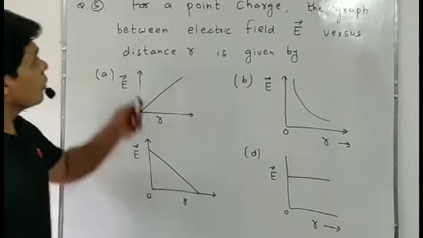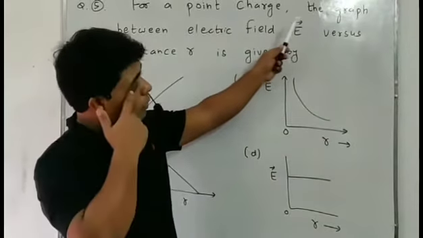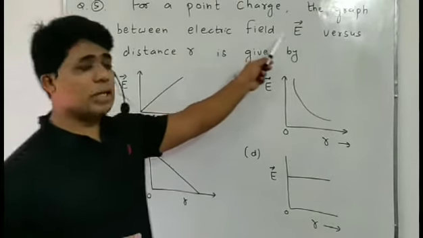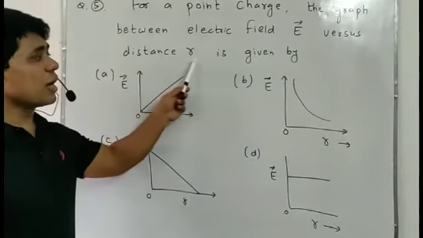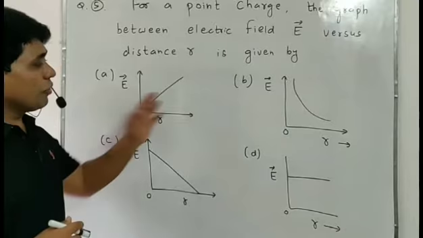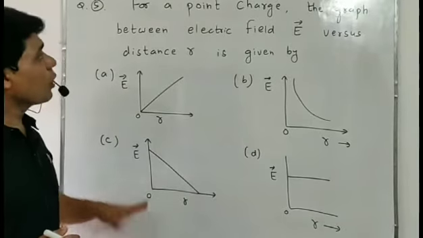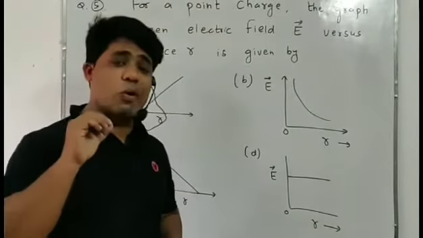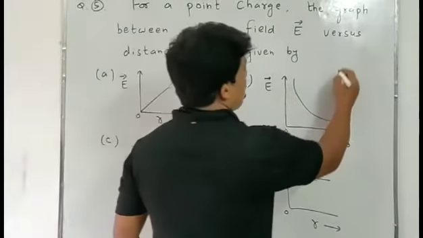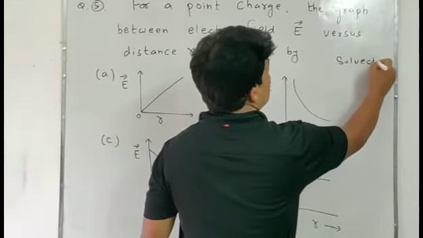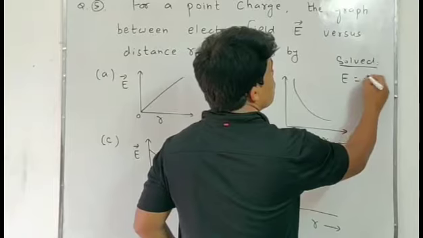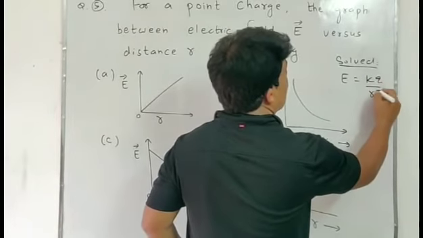Question number 5. For a point charge, okay, the graph between electric field E versus distance R is given by. We are given the 4 options. Okay, for a point charge. So how much electric field is generated by a point charge? I'm going to solve here. That is E equals kq by r square.